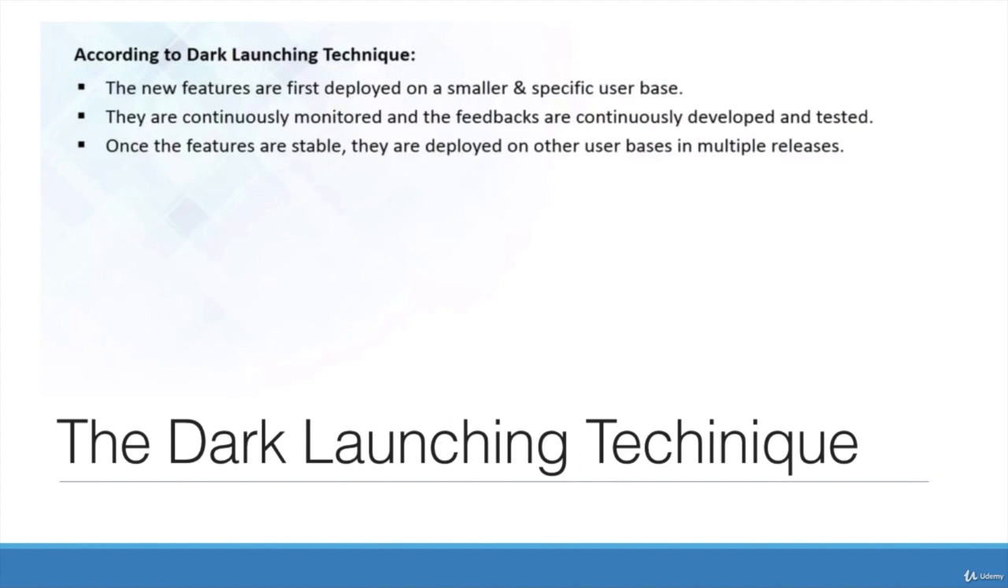Once we know that the feature is stable, it is deployed to other user bases in multiple releases. So after the feature is stable, we are still not going to deploy it over all our data centers or the complete application. We will release it in multiple releases for specific users. Suppose first we release it for Asia, then for Europe, then for America, then for the UK, right? So we release the new features in chunks, in multiple releases. This is called the dark launching technique.